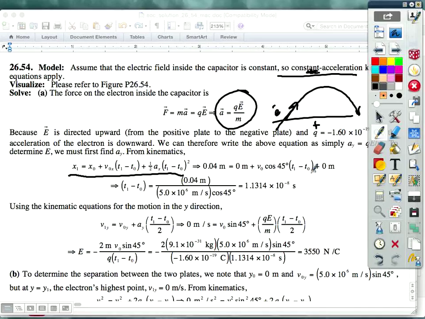Why are they doing t1 minus t0? That's weird. Oh, sorry, no, I get what it means. I don't know why they're doing that.